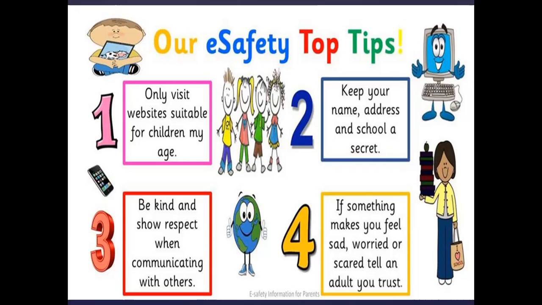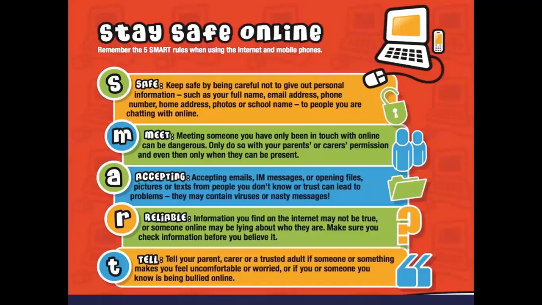Make them understand that if they are feeling any discomfort or any sad feeling from the internet, or if any cyberbullying is happening, they should tell their parents or their teacher or any trusted adult. Then you have to make them understand the 5 smart rules when using the internet and mobile phones: stay safe online. Safe, meet, accepting, reliable, and tell.